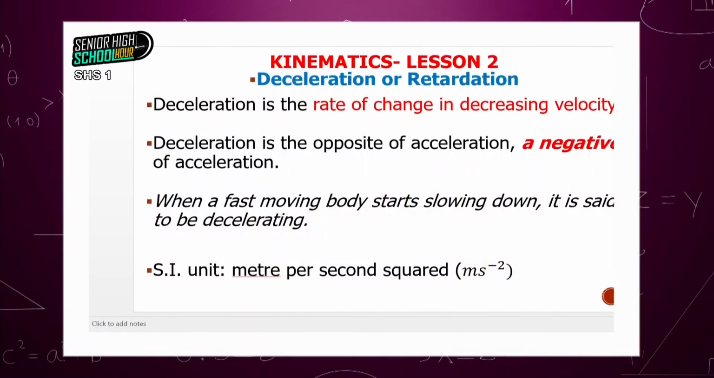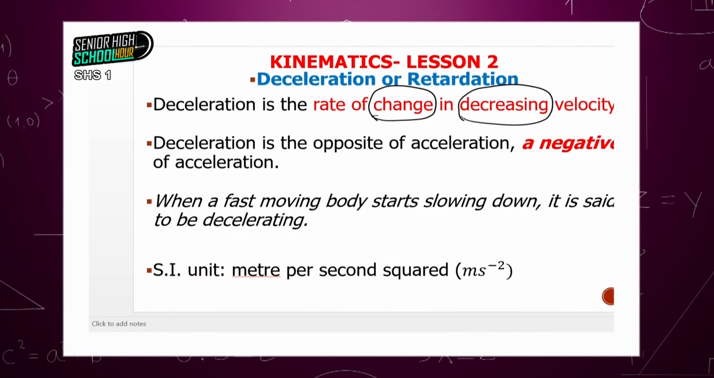Very important. So as you step on the brakes, now the car will start moving slowly. And in this case, we say the car or the vehicle is decelerating. So we can look at what we call deceleration or retardation. So another name for deceleration is retardation. And this time, deceleration or retardation is the rate of change. So you see change is here again in decreasing. This time it is not increasing, but it's decreasing velocity. So the rate of change in decreasing velocity is what we call deceleration.